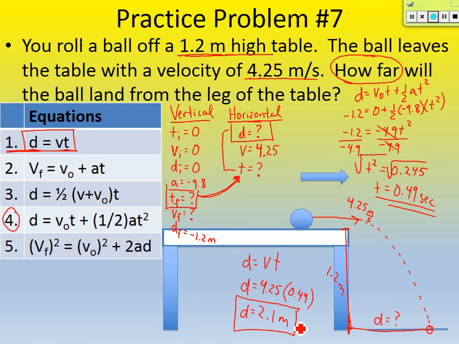So if you measured out 2.1 meters away from the table and placed your mark, that's where the ball is going to hit. Okay. Did anyone else get that? Verify that? Okay. 2.08. Very good. That's close. Yep. If it's just a rounding issue, you won't miss it. But again, like I said, if you will take it out to many decimal places, you'll be more precise.